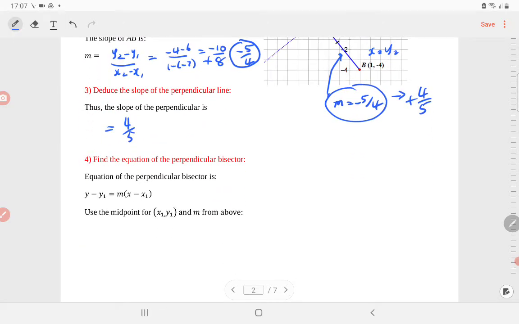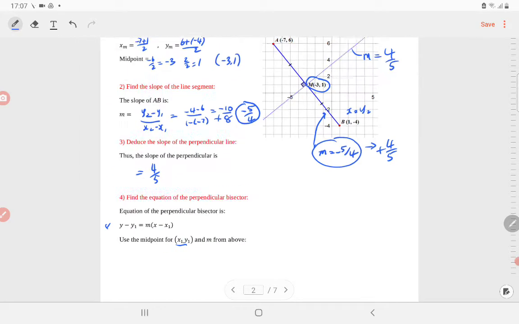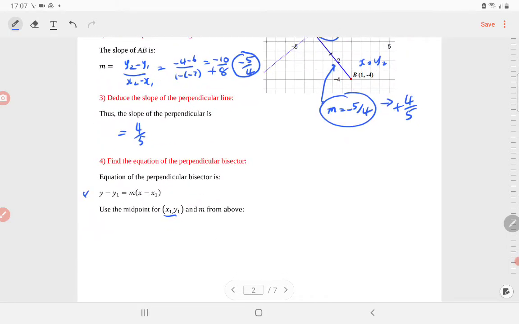Okay, so the equation of the perpendicular bisector, this is your last step. And we use the equation from before: y minus y1 equals m(x minus x1). The midpoint is your point x1, y1, which we found was (-3, 1), and your slope is going to be 4/5. So y minus y1 equals m, which is 4/5, times (x minus x1), and x minus -3 is x plus 3.